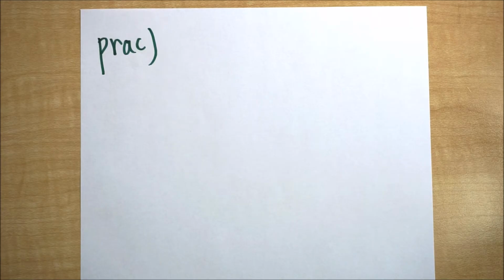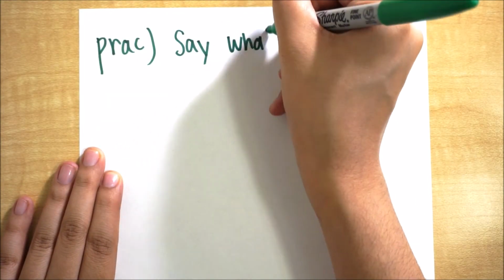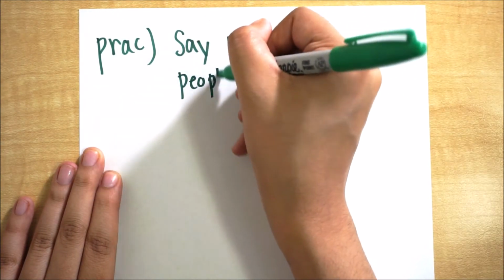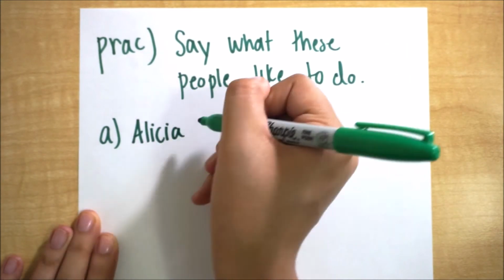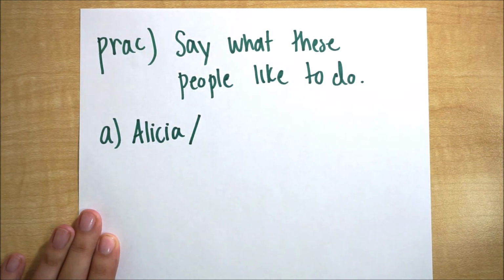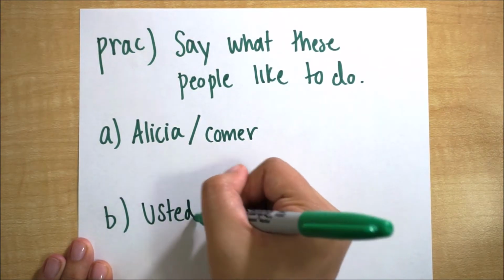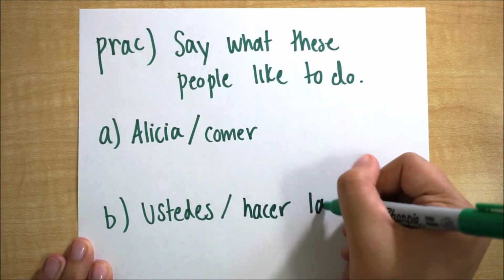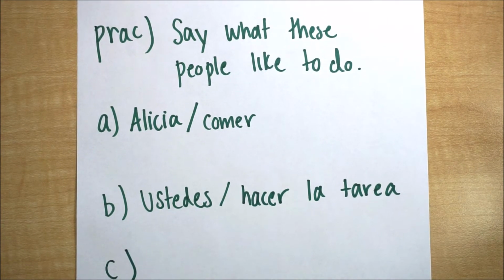So let's do some practice questions. I'm going to go over what we have to do in this practice activity, and then I'm going to hand it off to you and let you give it a try. Okay, so what our activity is that we have to say what these people like to do. Very simple. So I'm going to say who the person is and what the verb is, what's our infinitive. So we have Alicia, and Alicia likes to comer, or Alicia likes to eat. Next one is ustedes. And what does ustedes like to do? So ustedes likes to hacer la tarea, means to do your homework or to do the homework. So I want to say they like to do the homework.